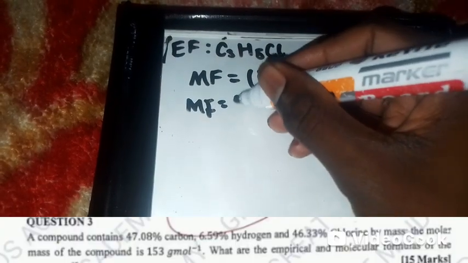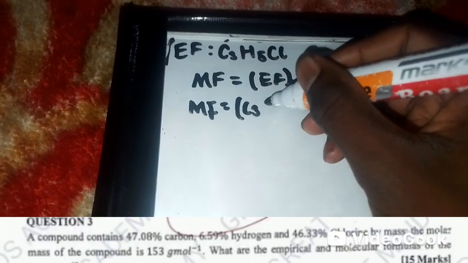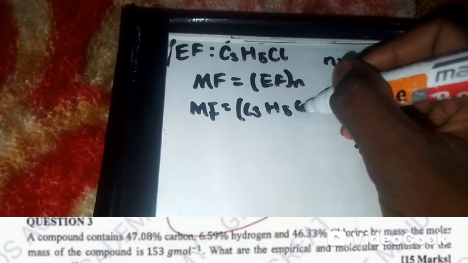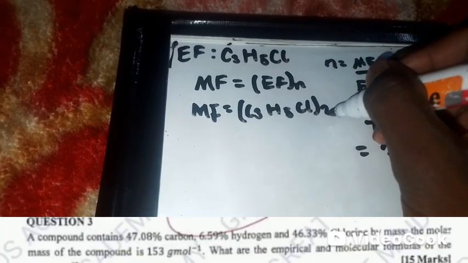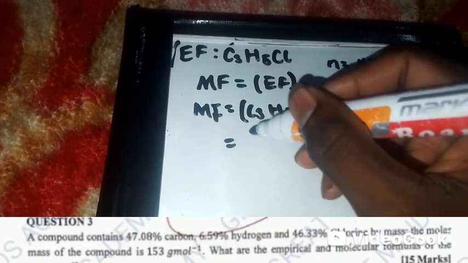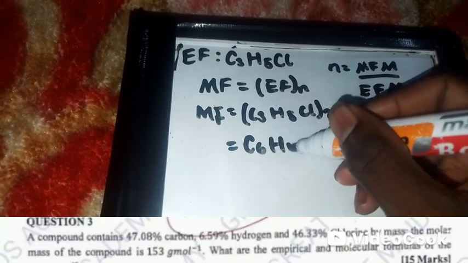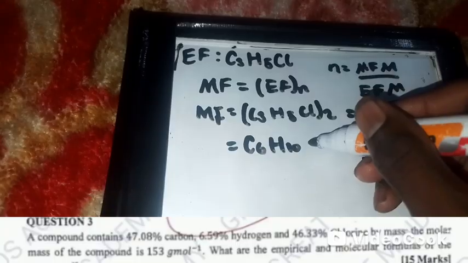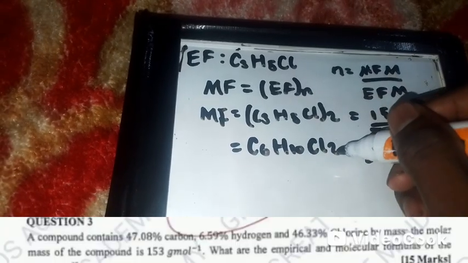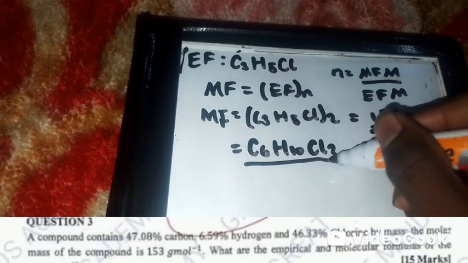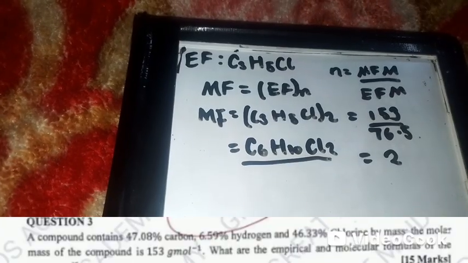So the molecular formula is going to be equal to the empirical formula, which is C3H5Cl. So all the subscripts are going to be multiplied by this 2. So that means that the molecular formula is C6H10Cl2. So that's how you find the molecular formula given the empirical formula.